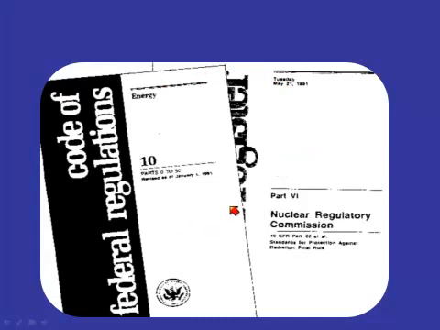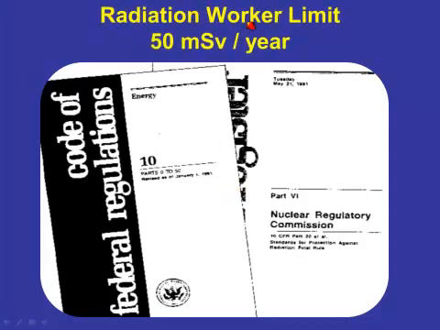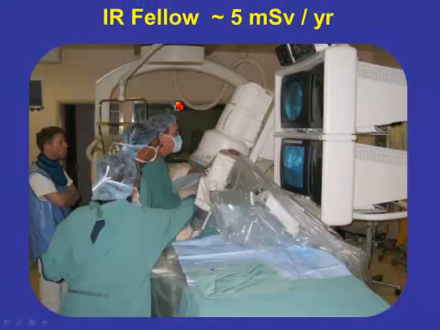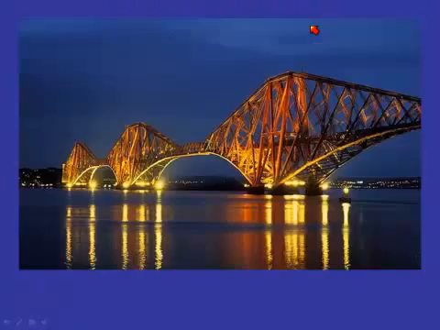We have regulatory dose limits. You as radiation workers carry badges to ensure you don't exceed a dose limit. The dose limits are given as an effective dose, and the current radiation worker dose limit is 50 millisieverts per year. We have workers, IR fellows for example, and I would expect them, when they wear 2 badges, to give me an accurate estimate of their effective dose. I would expect it to be about 5 millisieverts per year, or 10% of the current regulatory dose limit.